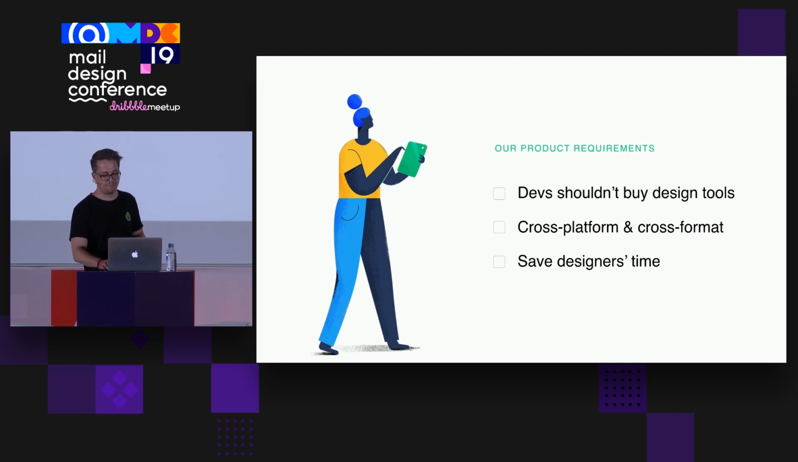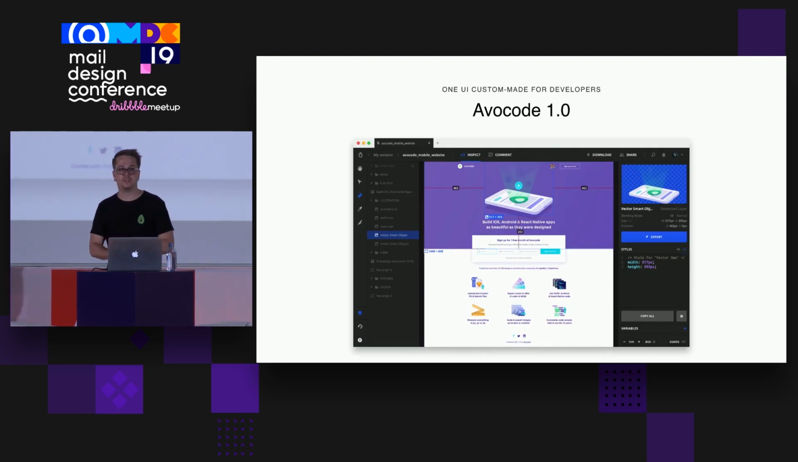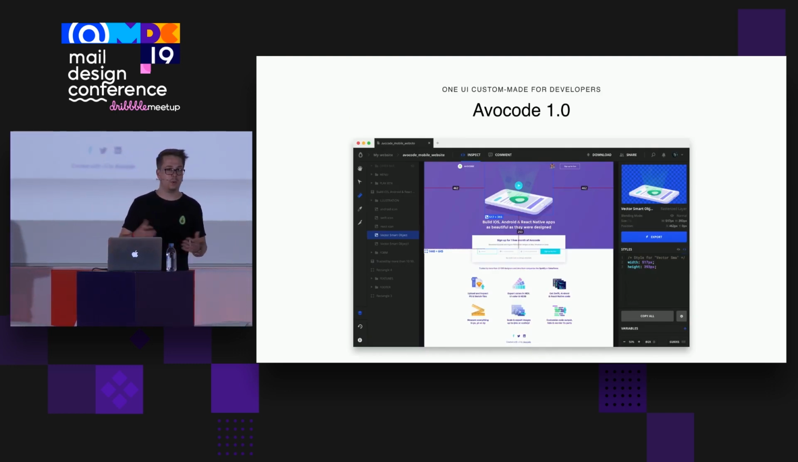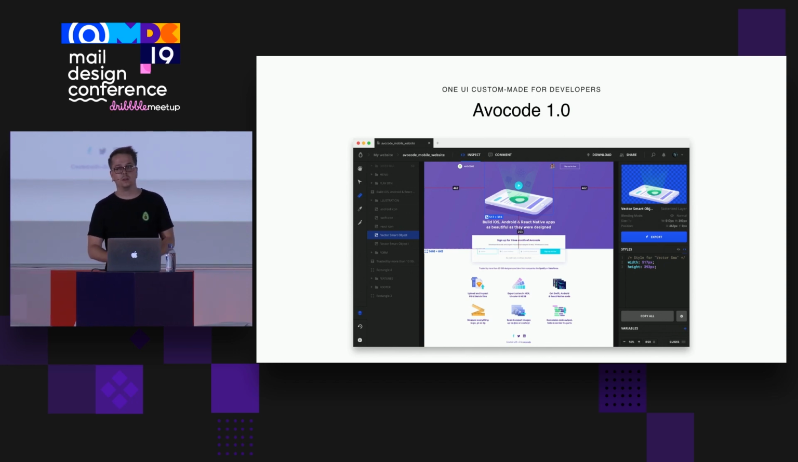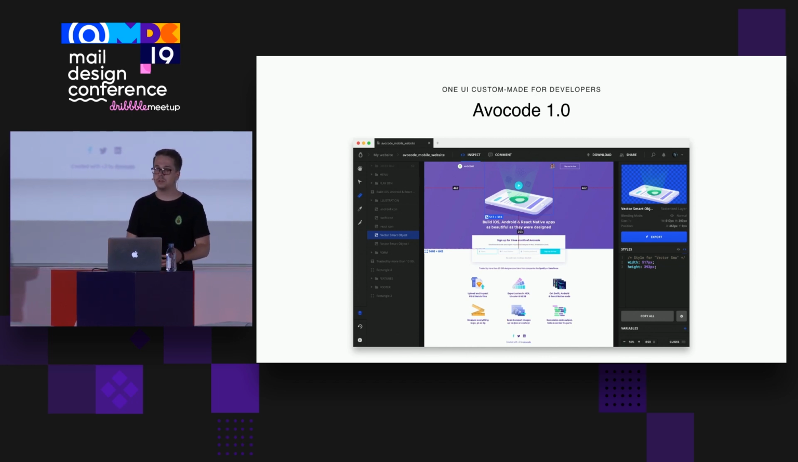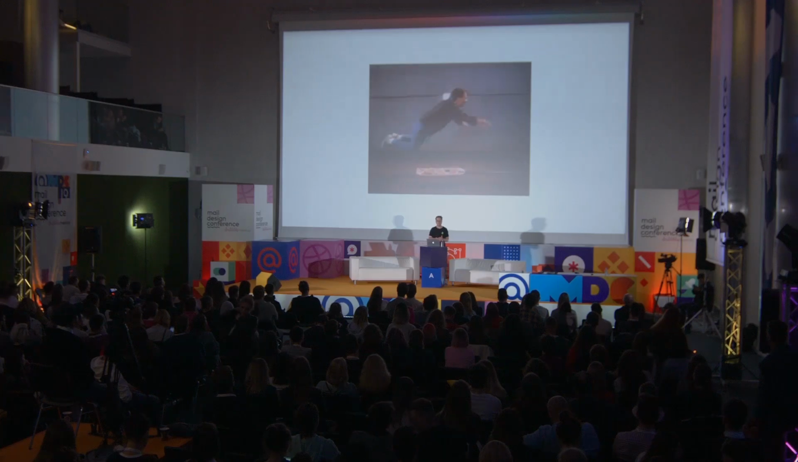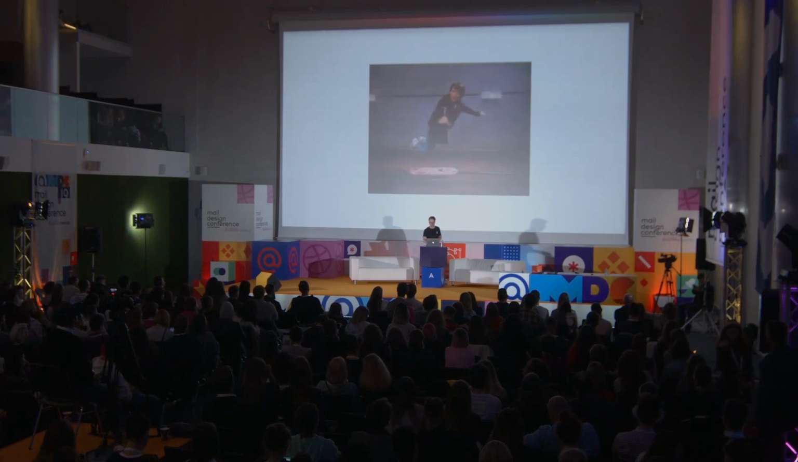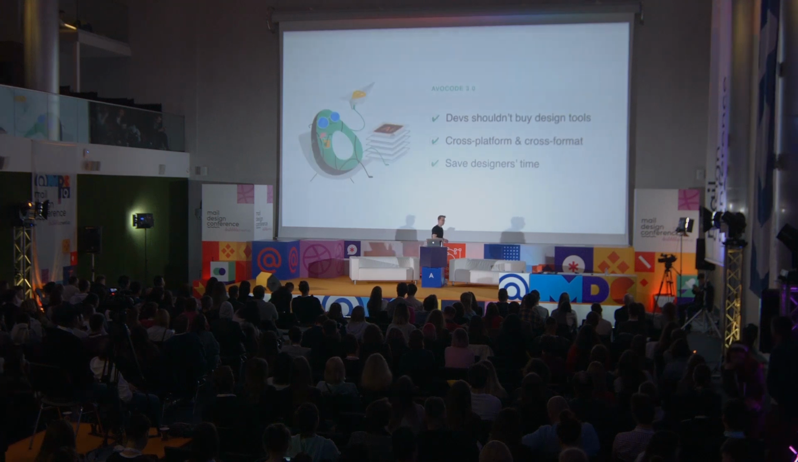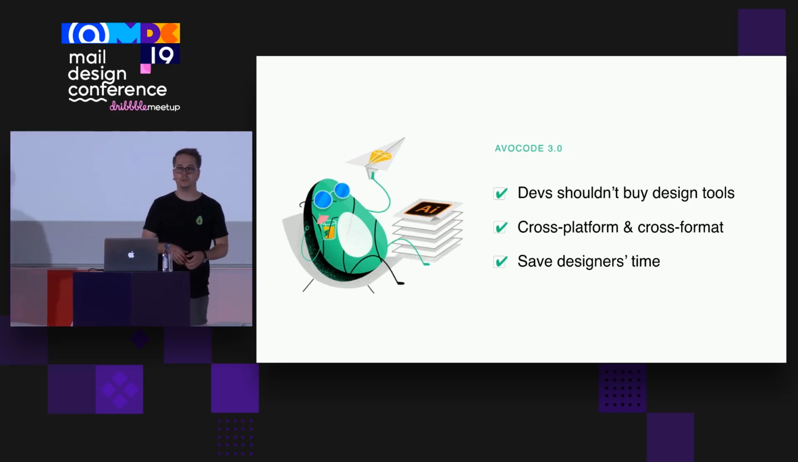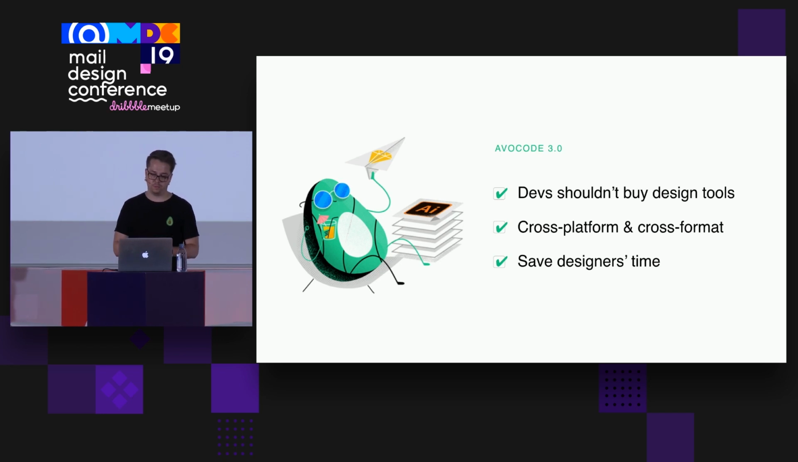Well, in 2015, we shipped the first version of Avocode. It had one UI for Photoshop and Sketch files. However, it did not respond to all of our requirements yet. We were not really satisfied yet. A lot of work was still to be done. So let's fast forward to last year, spring 2018. It was after 3 years of thorough development that we were able to ship Avocode 3.0.